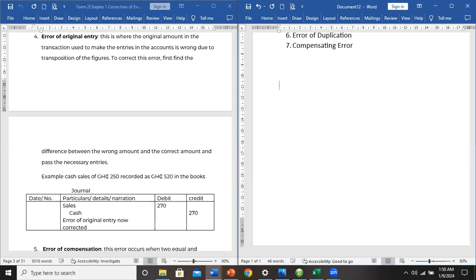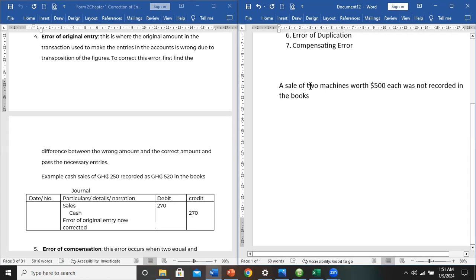Consider the error I'm typing here and tell me what type of error it is. A sale of 2 machines worth $500 each was not recorded. Please, what type of error have I just typed on my Microsoft Word? If you know it, put up your hand and I'll call you.